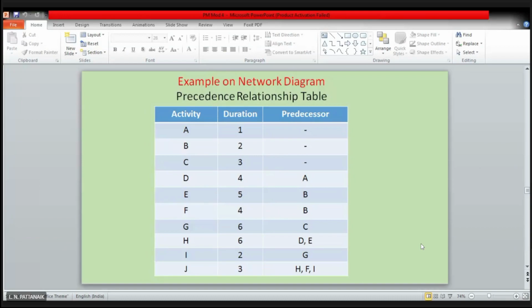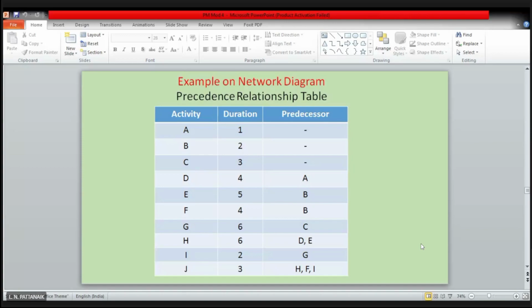Do you have anything to ask? No, sir. Okay, so you will try this problem. Okay sir. So you try this and in the next class we will discuss what is your solution and what is the right solution, so that you can make a comparison.